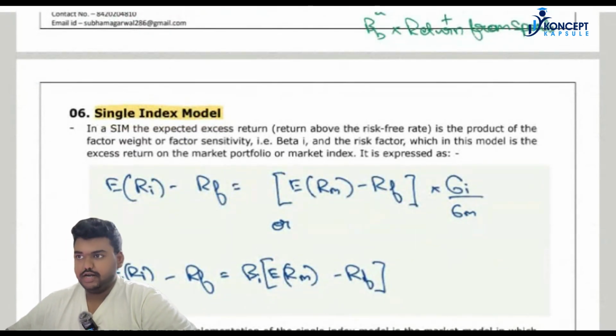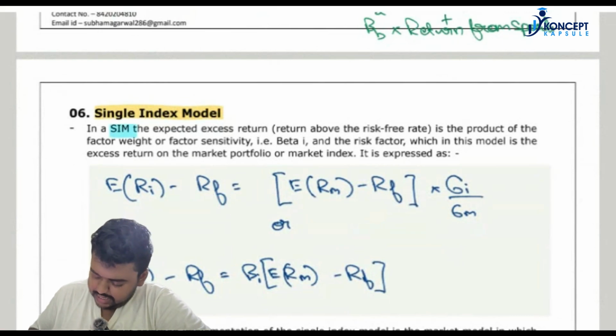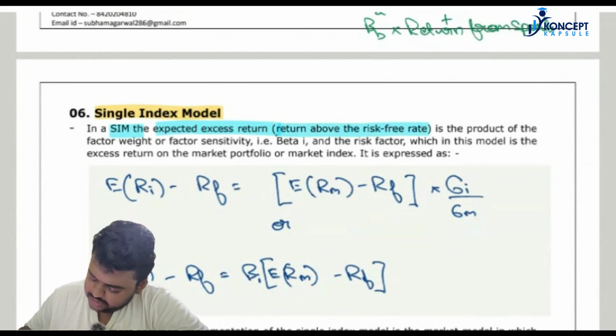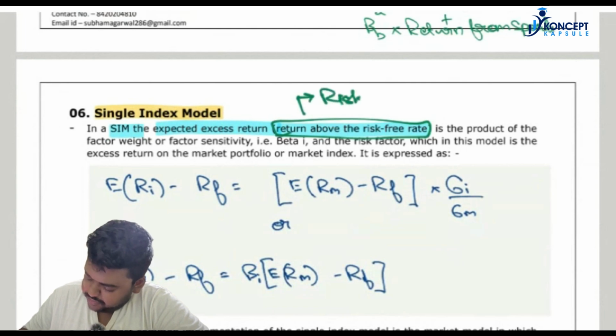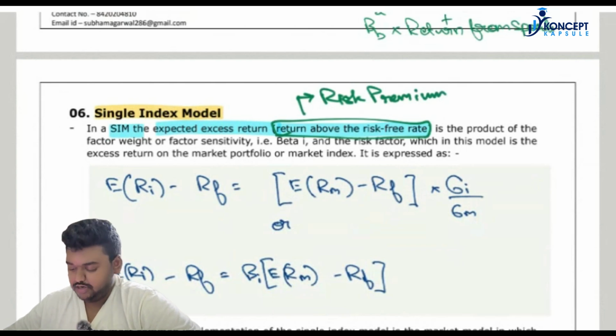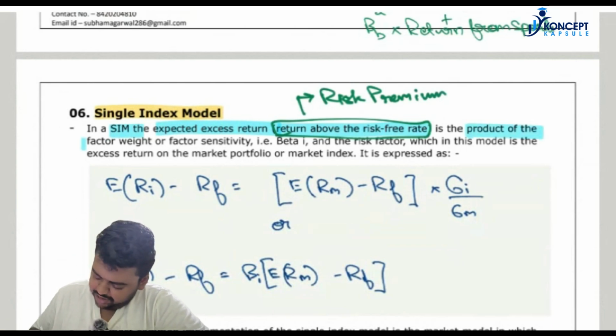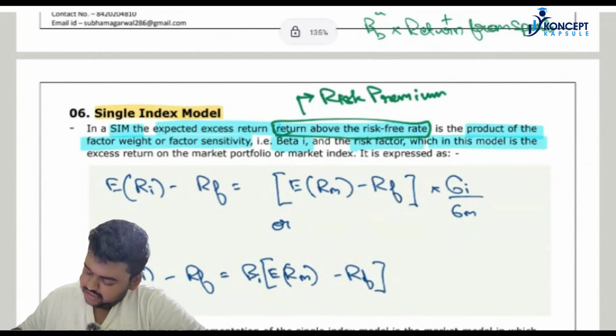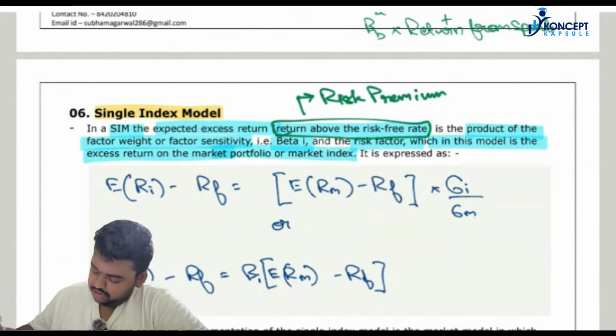The last thing that we will study today is the single index model. What is a single index model? It is saying that the expected excess return, that is return above the risk free return, which is nothing but what we have stated as risk premium, is the product of the factor sensitivity, beta I. So we know what beta is today, and the risk factor in the model is the excess return of the market portfolio or the market index.